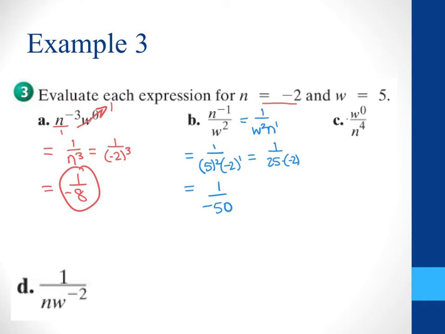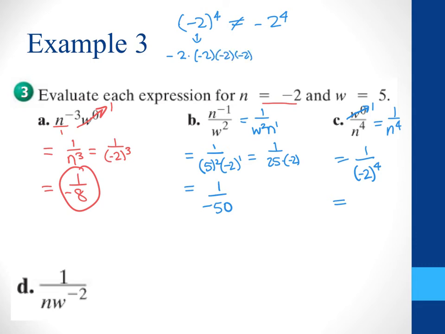And then for part C, I notice right away that I have something raised to the power of 0, so that's going to turn into 1, and I end up with 1 divided by n to the fourth. So if I plug in my value of n, I really have a negative 2 raised to the power of 4. And please take note, I am plugging my negative numbers into parentheses because a negative 2 raised to the power of 4 is different than, let's see, so this right here is not equal to this right here. Okay, because in this case, I have negative 2 times negative 2 times negative 2 times negative 2.